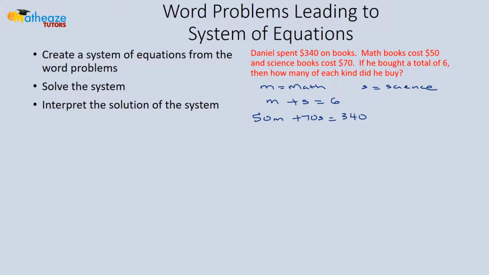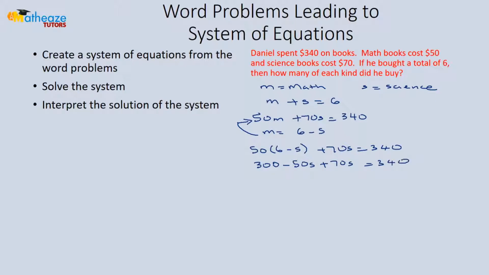So I'm just going to use substitution. If I solve for M in the first equation here, M is equal to 6 minus S, and I'm going to substitute that into the second equation. So 50 multiplied by 6 minus S plus 70S equal to 340. So 300 minus 50S plus 70S equal to 340.